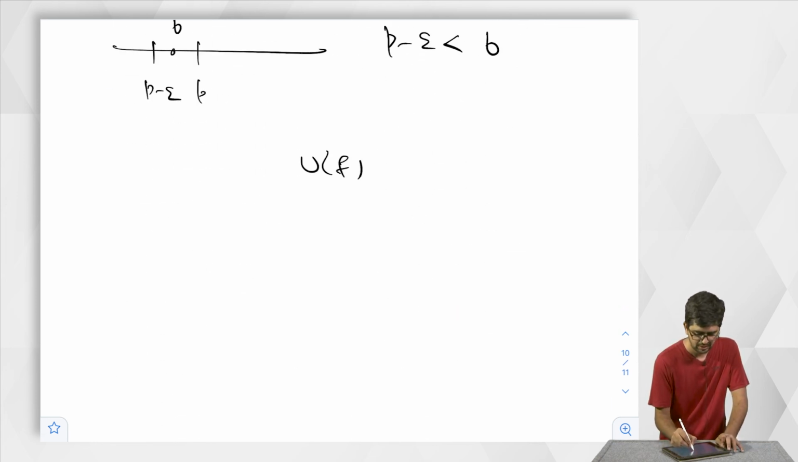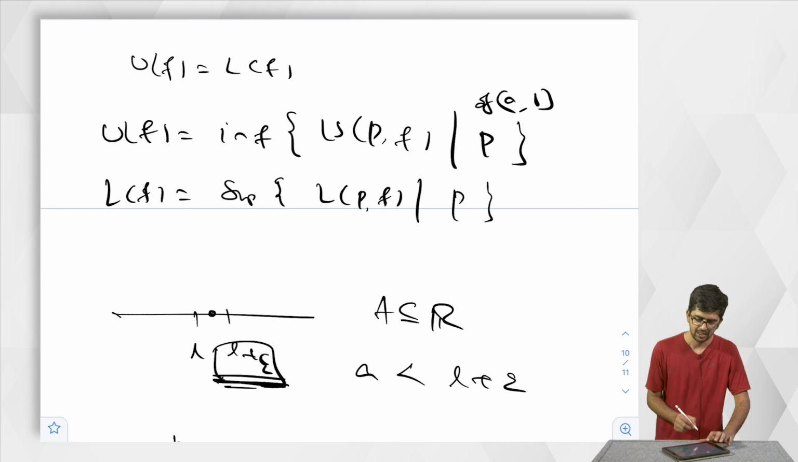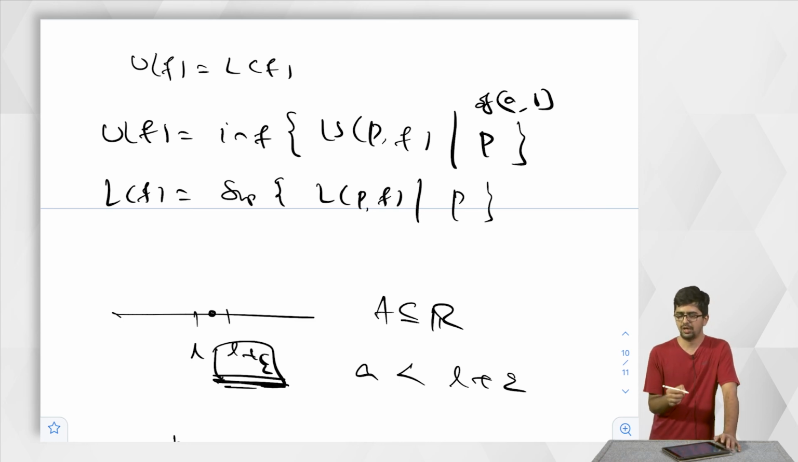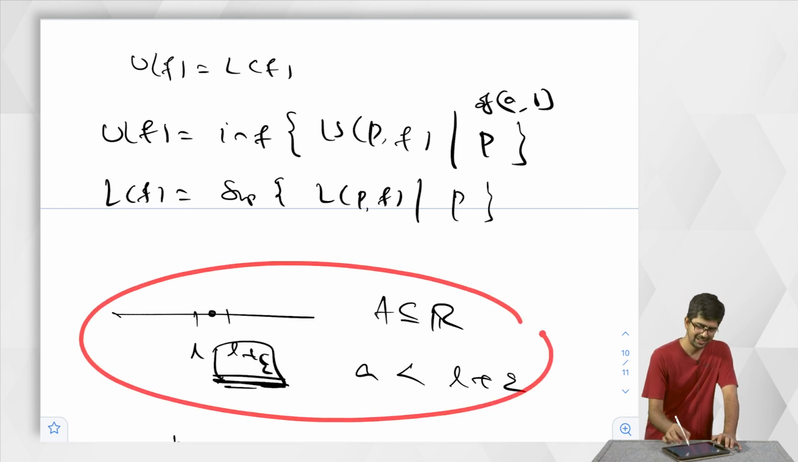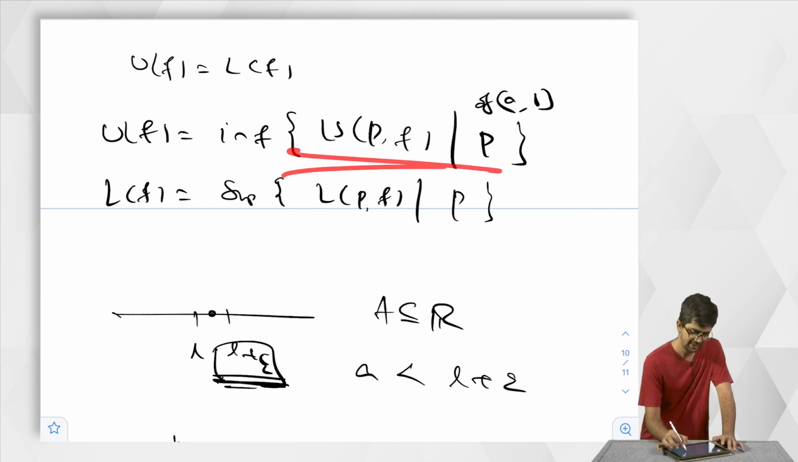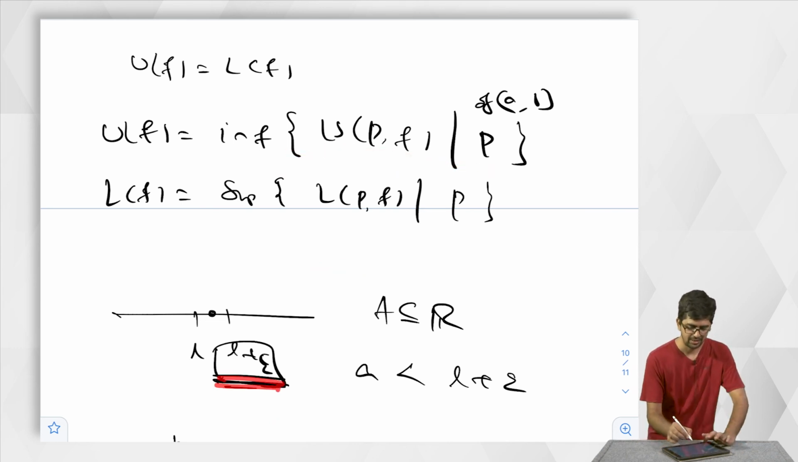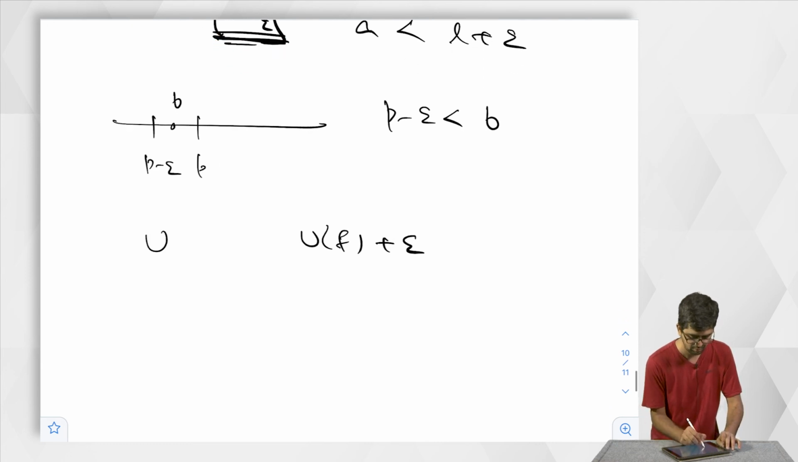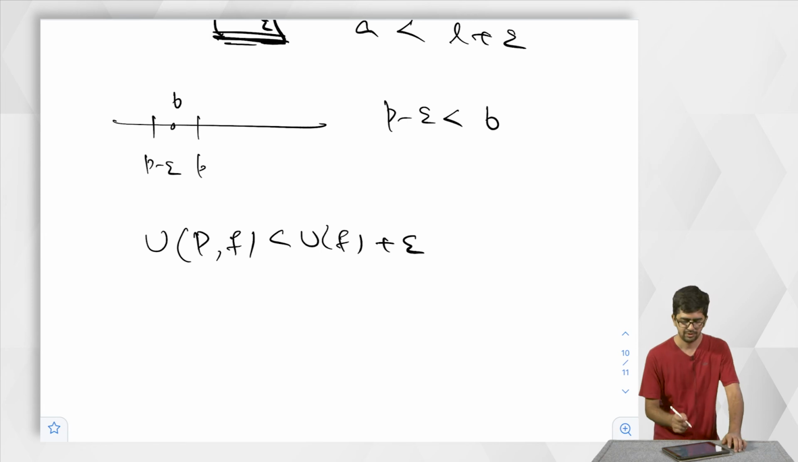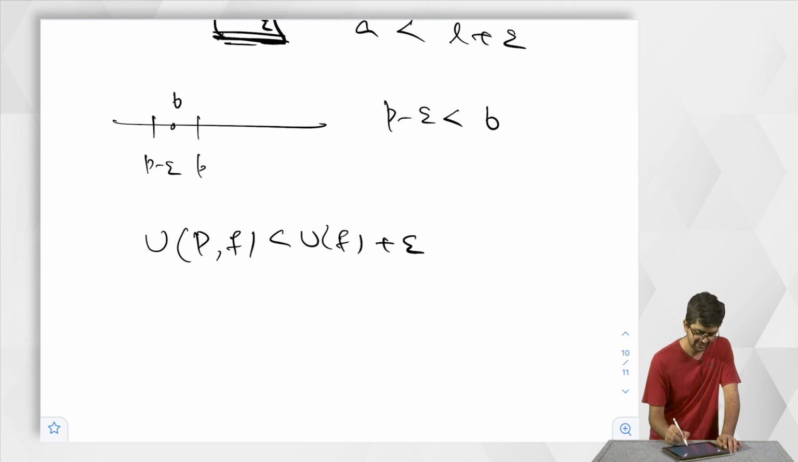So U(F) plus epsilon is the infimum, right? Yeah, U(F) plus epsilon. Then what? According to this, there exists an element here, a partition, such that U(P, F) is less than that. So let me write down that: U of some partition, F is less than... equal to is not allowed, less than that. To mention that it is coming from epsilon, let me denote that by P_epsilon, U(P_epsilon, F).